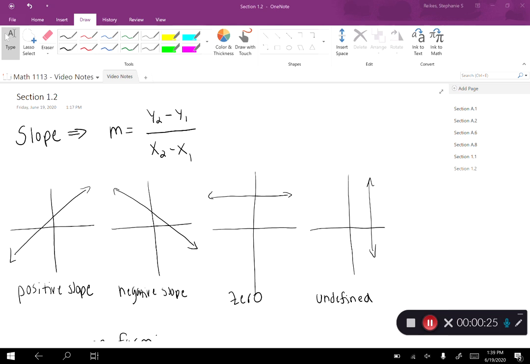Next, you can see I drew the four possible cases of slope. The first one, positive slope. The second one, negative slope. The third one, slope 0. And the fourth one, slope undefined.